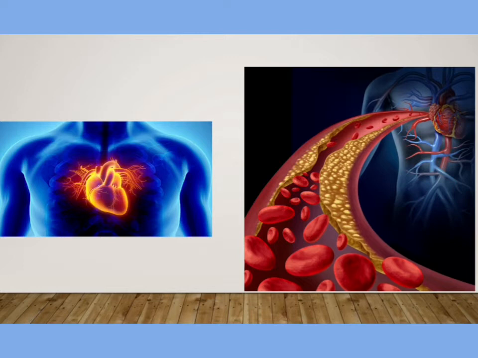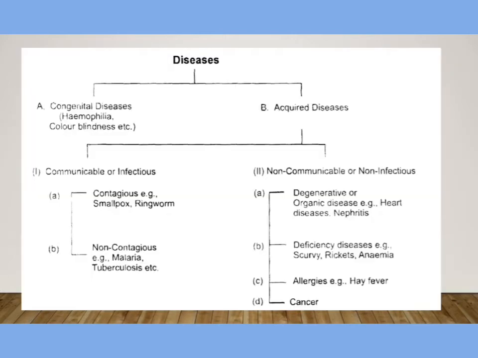So disease can lead to symptoms and signs, and it can be due to any systemic problem, any hereditary problem, or it can be due to an infection also. Diseases are of two types: congenital disease and acquired disease. Congenital means diseases which are present from birth.